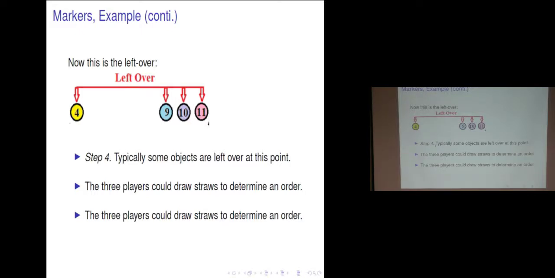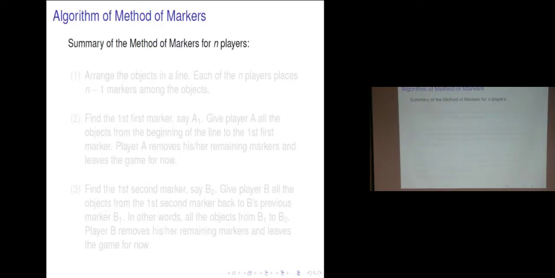Okay. So let's use the general description as a revision of what we have seen. Let's look at the method of markers again. In this case, instead of looking at a very concrete example with a picture, we just describe the algorithm. It's slightly more abstract. So now I want to describe the method of markers for N players. Just now there were three players. Now let's assume there are more, like 100 players.